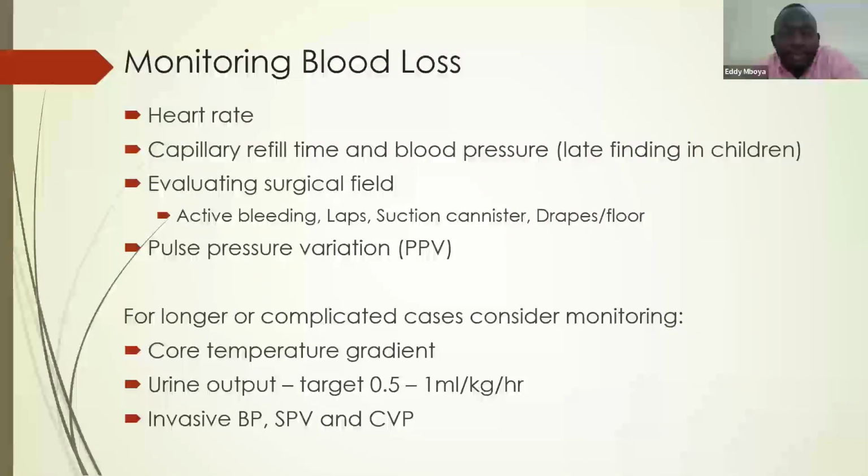So some of the things you need to have: active bleeding, you need to look at your suction catheter, you must look at the gauzes that they are using. There's something called the pulse pressure variation. This is just a guide when a patient is under mechanical ventilation. That just tells you, will they be fluid responsive or not? But I think just that.